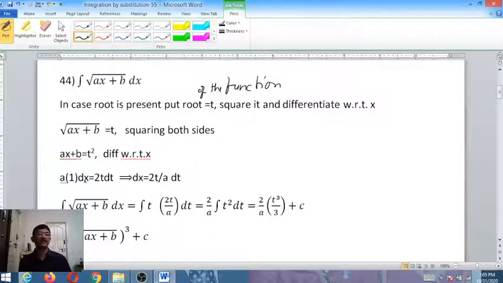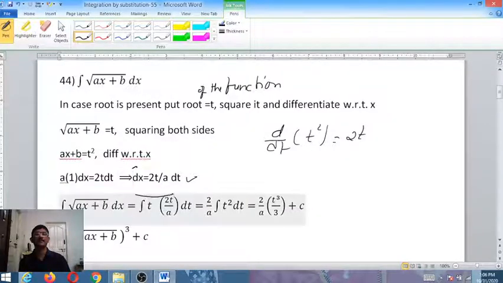So a into 1 into dx equals, here it is not t, here t square is present. So remember, the derivative of t square will be equal to 2t. So it is 2t into dt. So dx will be, a comes to the denominator, 2t by a into dt. Remember, this is the value of dx.